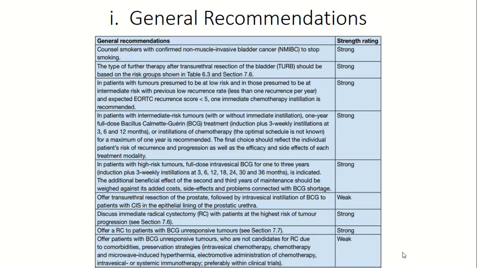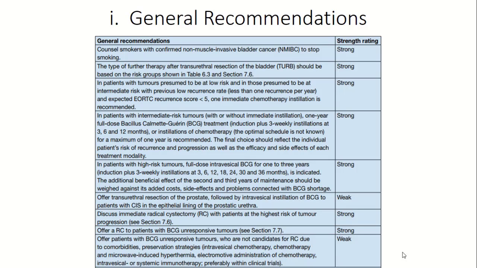Offer transurethral resection of the prostate followed by intravesical instillation of BCG to patients with carcinoma in situ in the epithelial lining of the prostatic urethra. And discuss immediate radical cystectomy with patients at high risk of tumor progression.